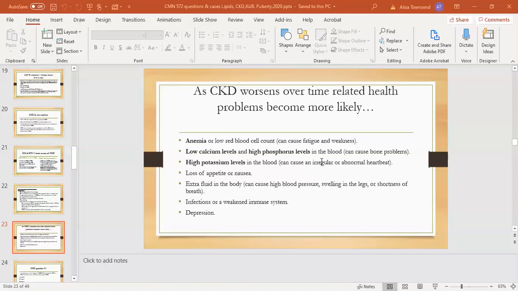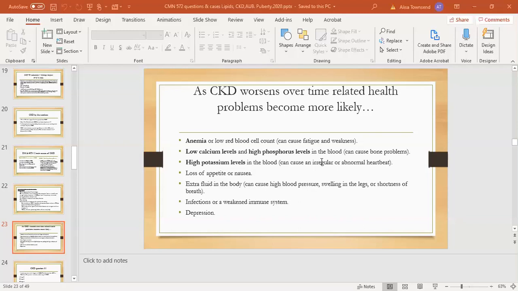Loss of appetite, nausea. As their kidney function declines, these people are going to feel bad. Extra fluid in the body: they get high blood pressure. They get swelling in their hands and feet, shortness of breath. They get heart failure. You know all that.